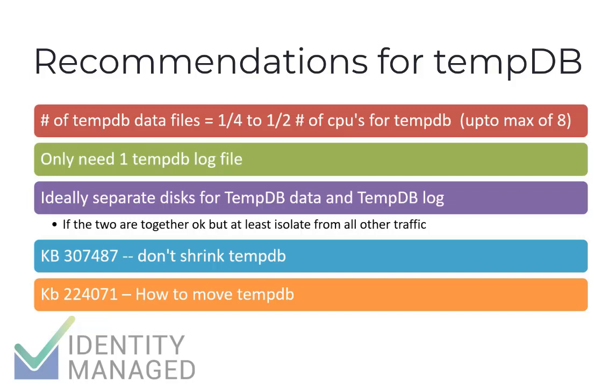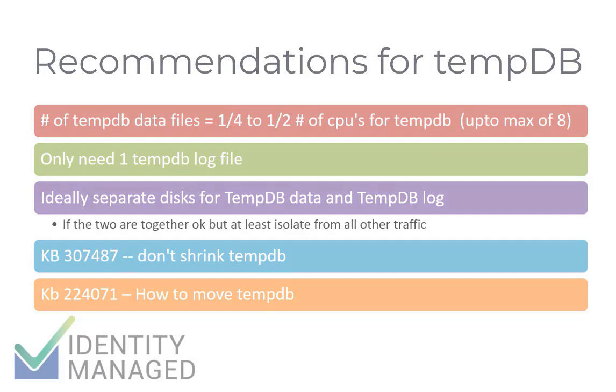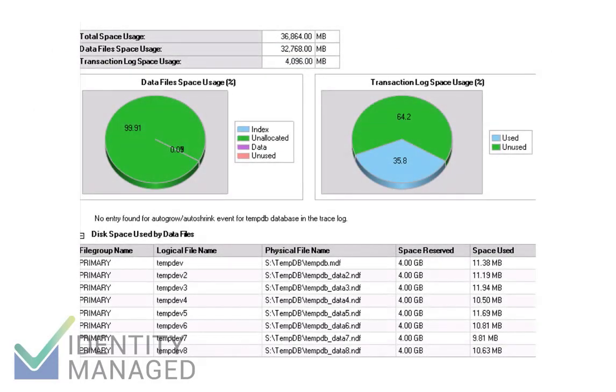We also need to size tempDB properly to begin with. This here is a report that's found inside SQL Server, the disk space usage report. And it shows us a database here that has a lot of empty space and that the transaction log is also relatively empty. And you can see that we have quite a number of data files for it. And most importantly, you see right here in the middle, no entry for autogrow/autoshrink event for tempDB in the trace log. That simply means that since the last time the SQL service was restarted, it doesn't have any record of tempDB requesting an auto growth.